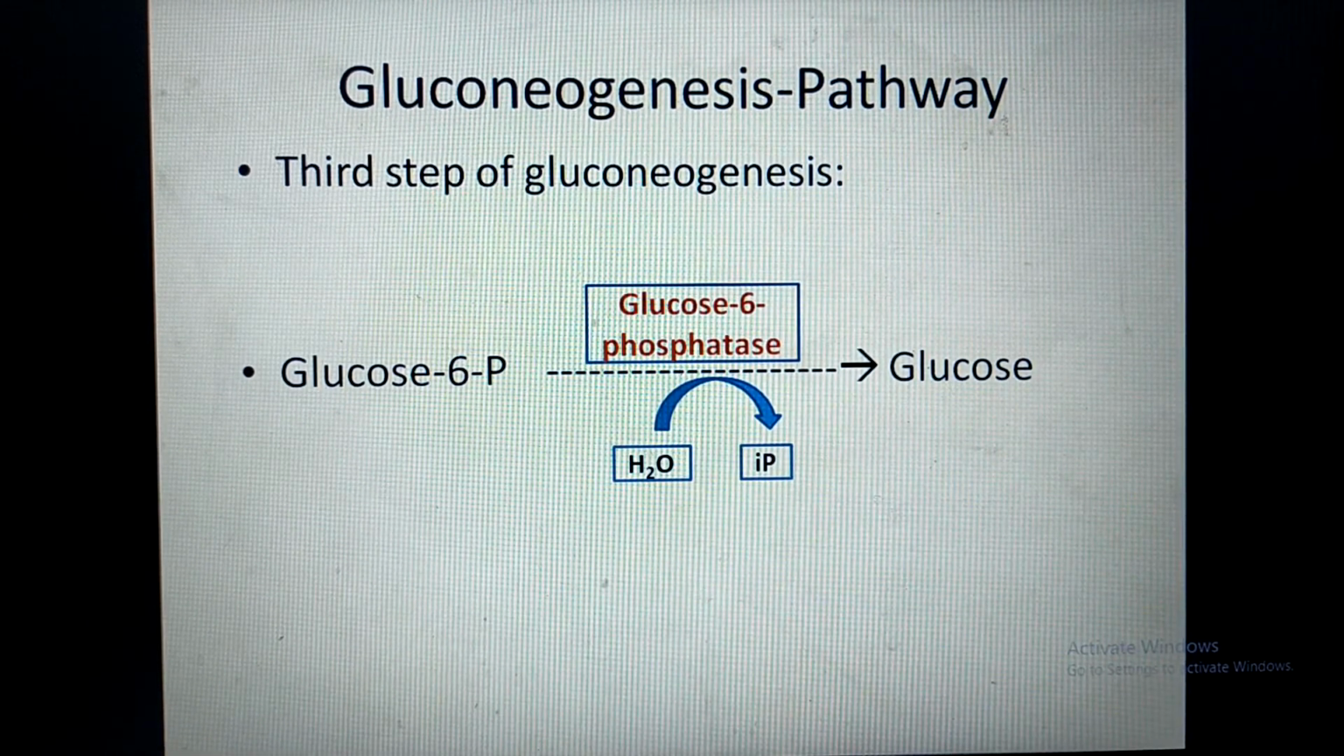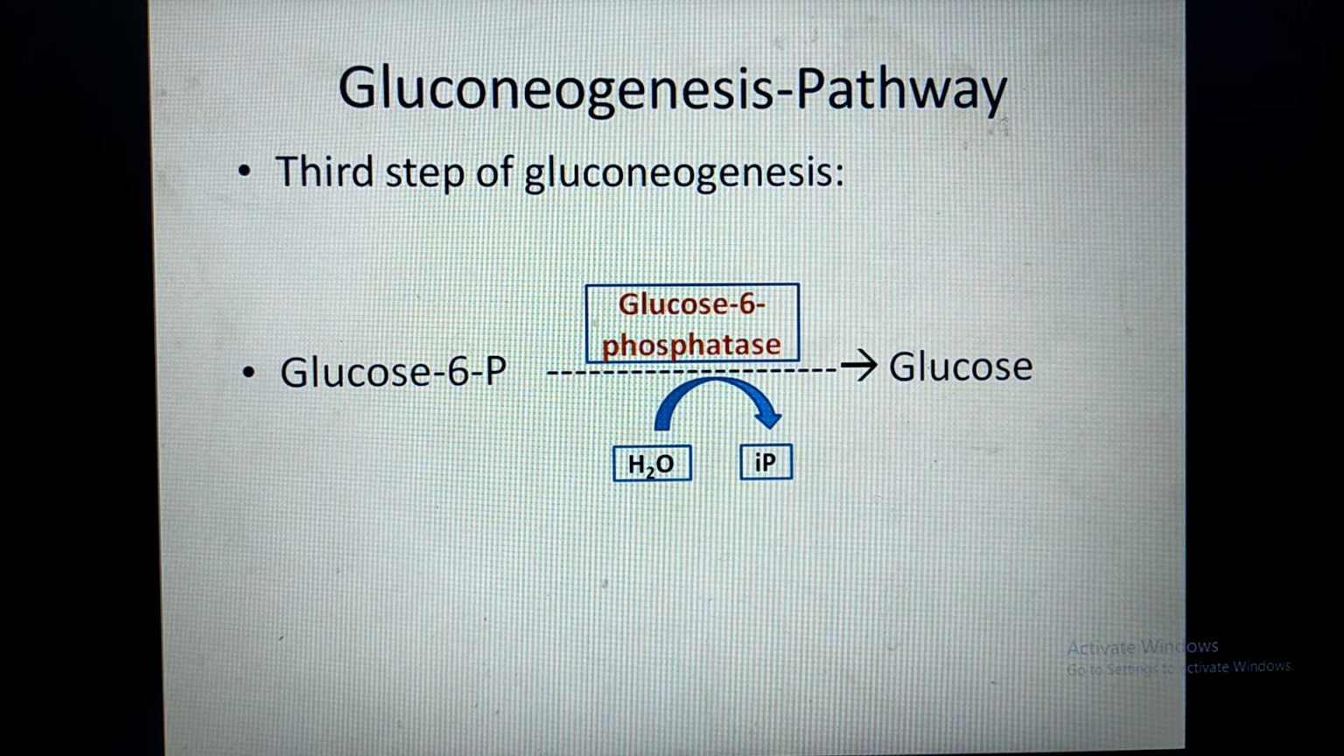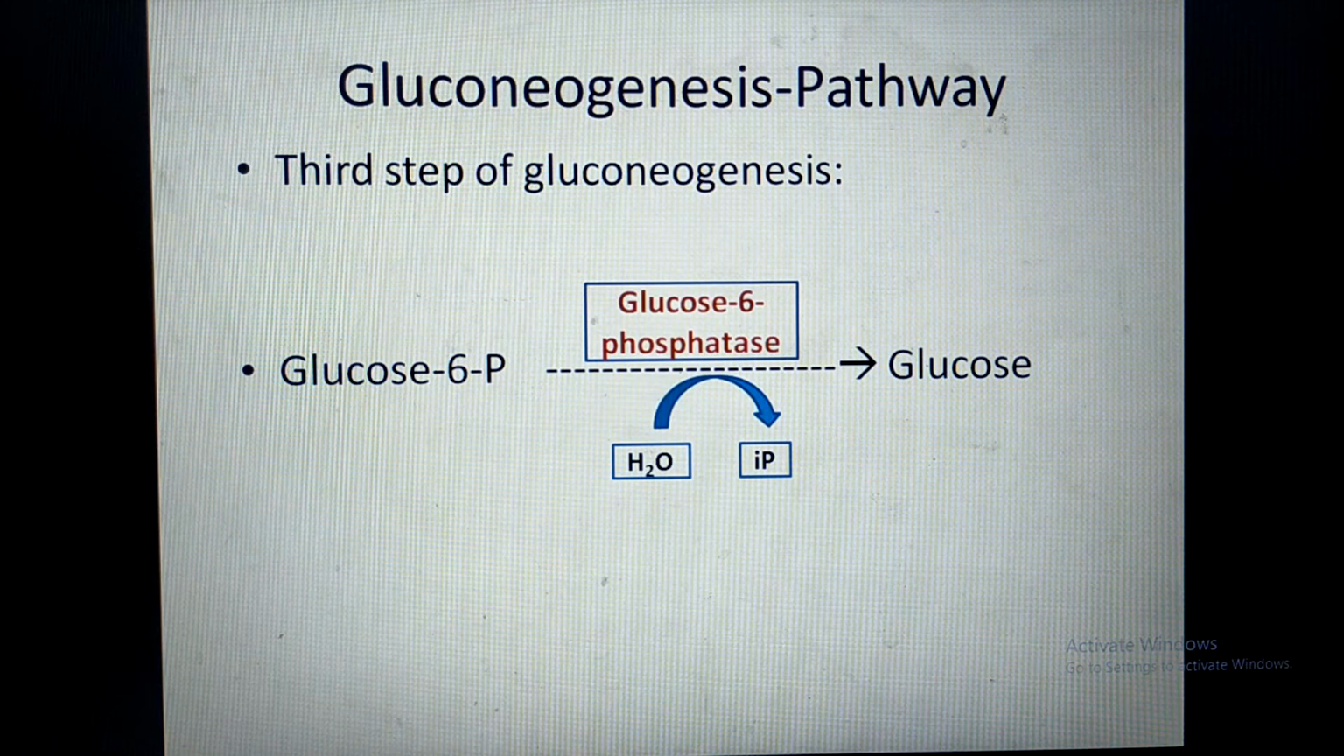So free glucose can only be regenerated in the liver, but a small quantity of this enzyme is also found in the renal cortex. So this is about the gluconeogenesis pathway. Here we have to describe only the 3 irreversible steps of glycolysis. The complete pathway need not be described when a question on gluconeogenesis is asked.